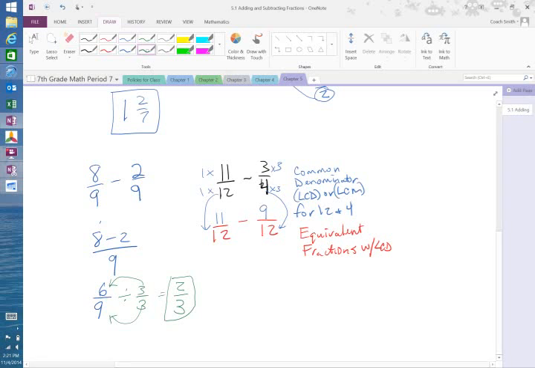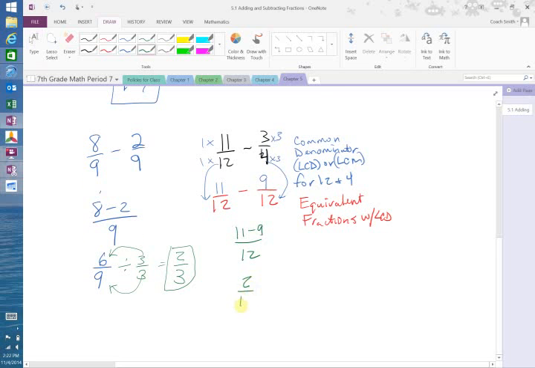So now that I have common denominators, I'll have 11 minus 9 over 12. 11 minus 9 is what? 2 over 12. Can you reduce that? By what? 2. 2 goes into 2 one time. 2 goes into 12 6 times.